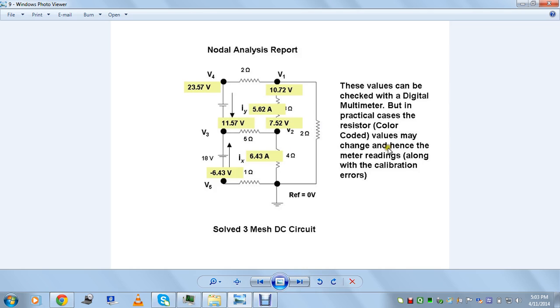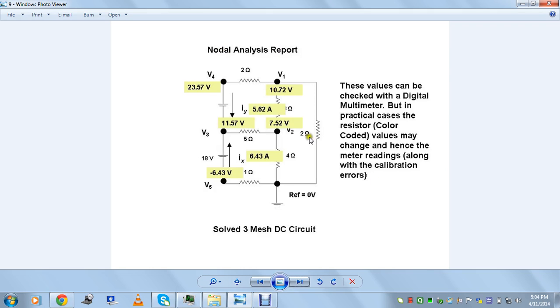Maybe there may be some variations, because in practical cases, along with calibration errors and the color coding of the resistor, there is a temperature coefficient of resistance which changes with the room temperature. So there might be some variations, for example plus or minus 0.5 or a maximum of 0.8% error in the readings. Otherwise you will get the same values if you test this circuit for your readings.